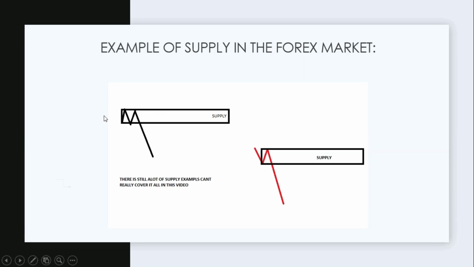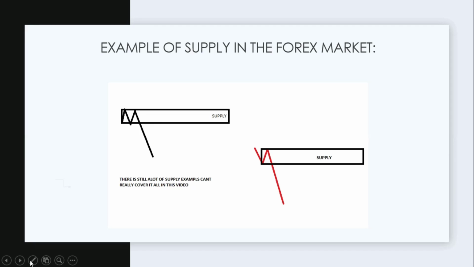So this is supply and this is another supply. We call this a drop base drop, and we call this a drop base drop again. There are two different types of supply, but they work the same. As you see in the market here, there are a lot of sellers.